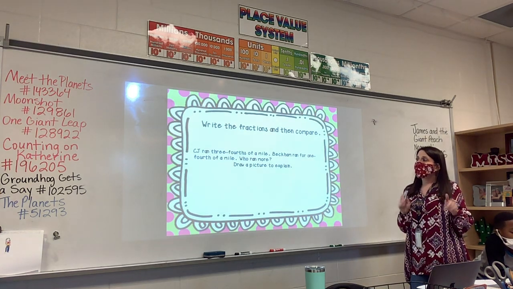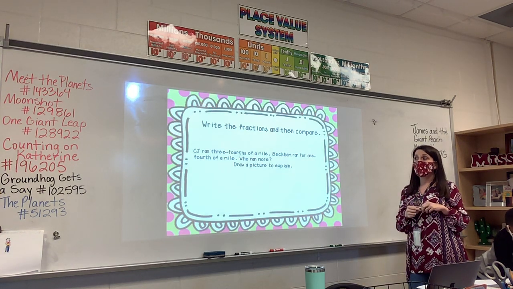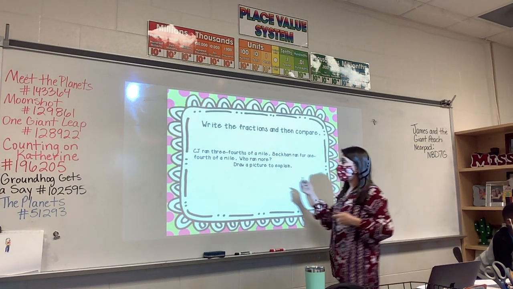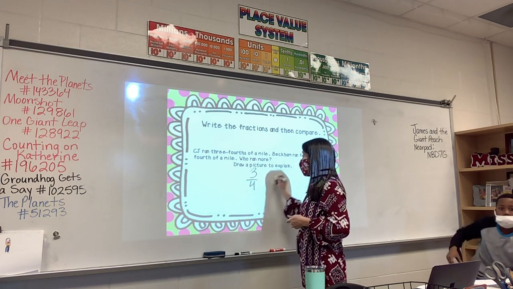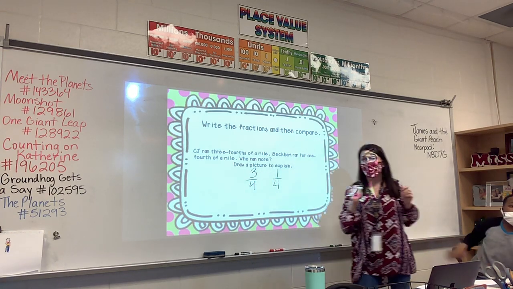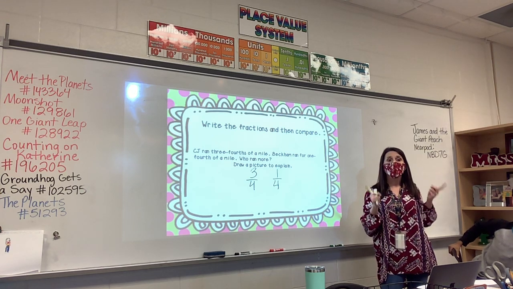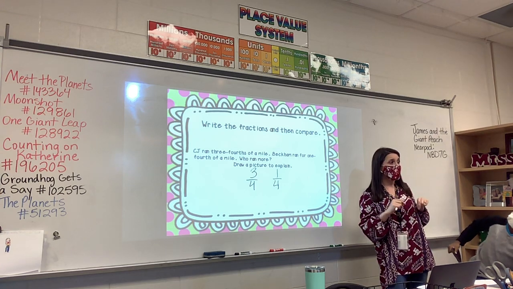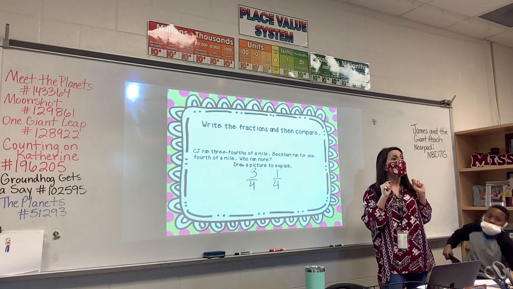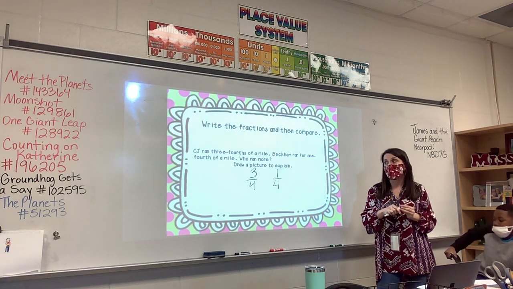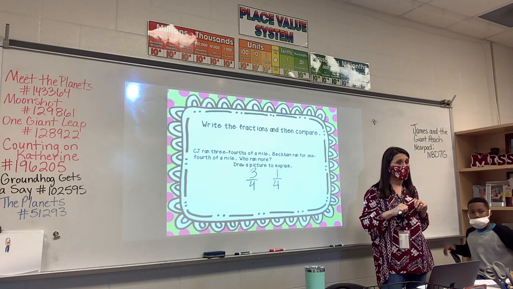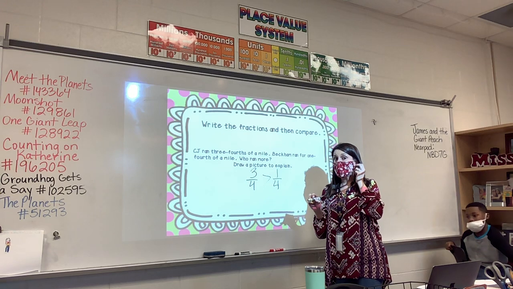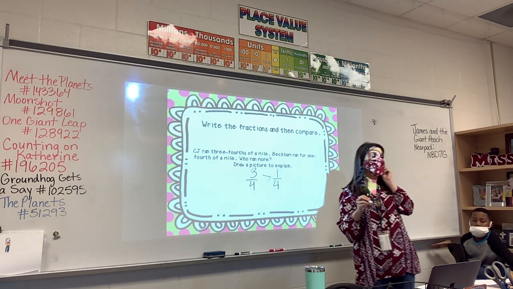So, CJ ran 3/4 of a mile. Beckham ran 1/4 of a mile. Who ran more? So, we're comparing 3/4 and 1/4. Same denominator. What's the rule? Look at the denominator. If the denominator is the same, look at the numerator. The greater the numerator, the greater the fraction. Which has the greater numerator? 3/4. So 3/4 is our greater fraction? Yes. So who ran more miles?